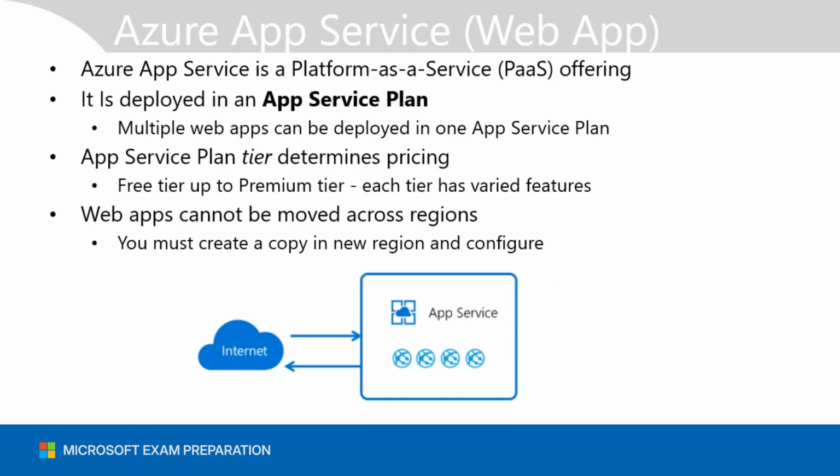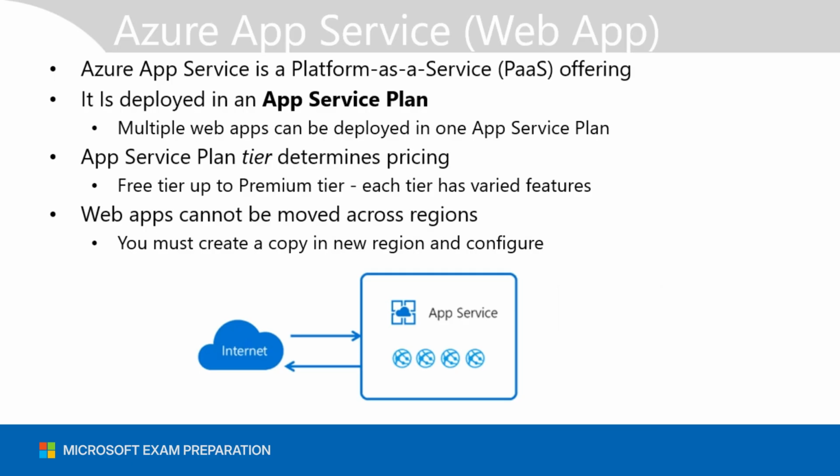An important thing to notice about Azure App Service is that web apps cannot be moved across regions. So many resources in Azure can be moved, but web apps cannot. And so if you need a web app in a different region, you either need to copy all the code yourself, or if you use a repository scheme like Azure DevOps to move your code, you can just deploy the code in a different region and configure a new web app.